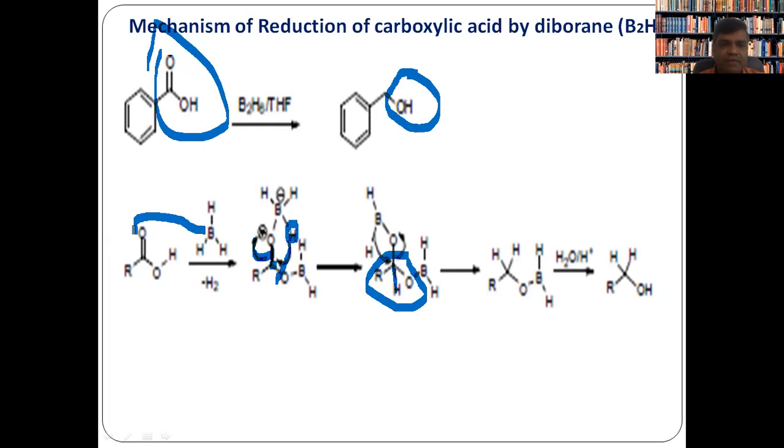I'm repeating again. In the first step, oxygen donates a lone pair to the boron. A coordinate bond is formed. Oxygen has the deficiency. Then oxygen gains its lone pair, which was initially lost from the pi bond. Then carbonium ion formation. In the next step, the hydride ion transfer from borane takes place, and we get this borate complex, which on acid hydrolysis gives primary alcohol.